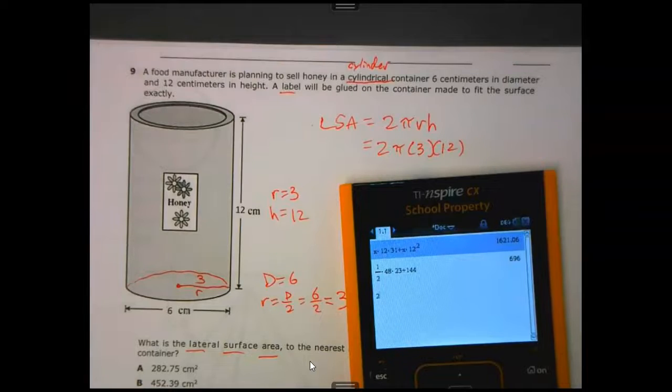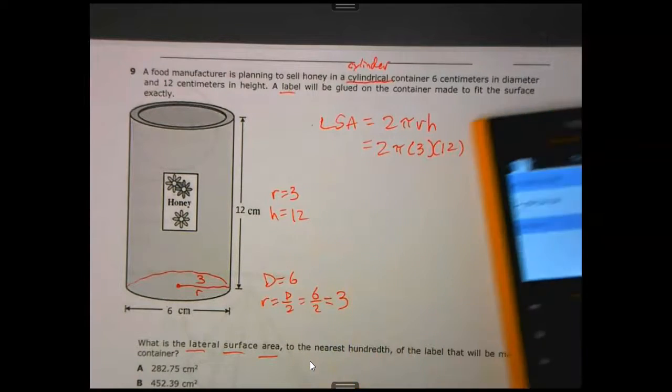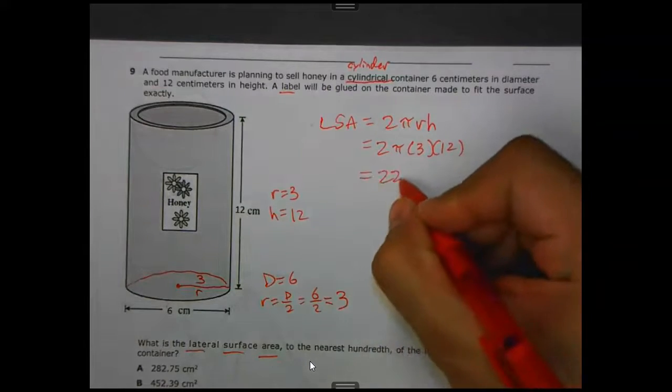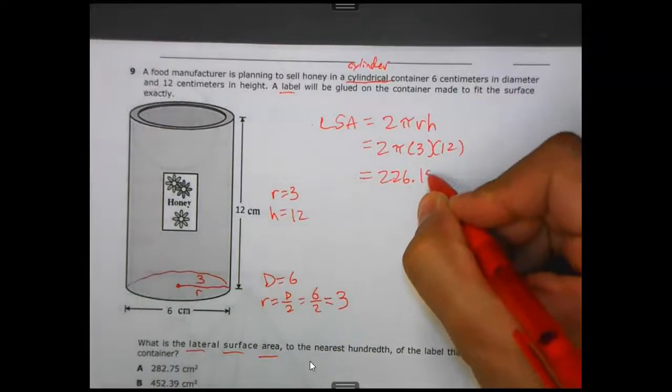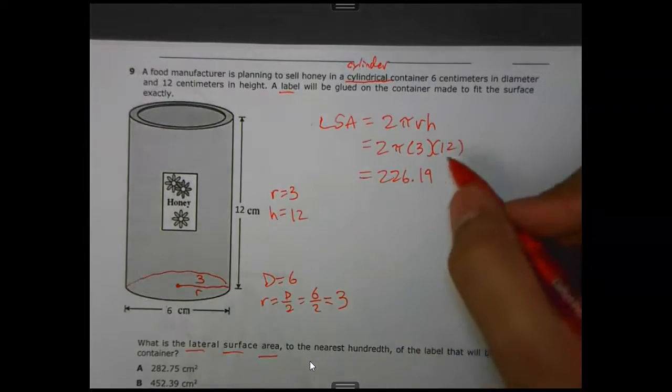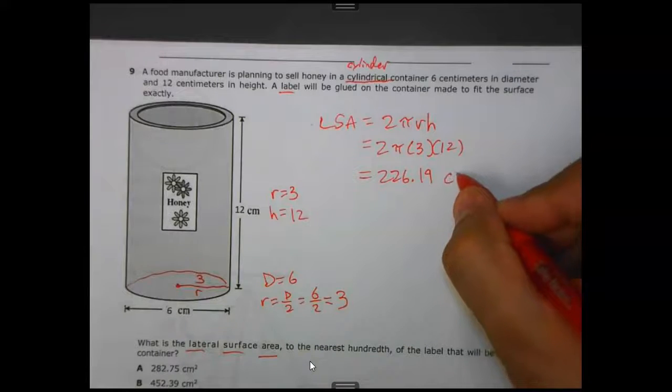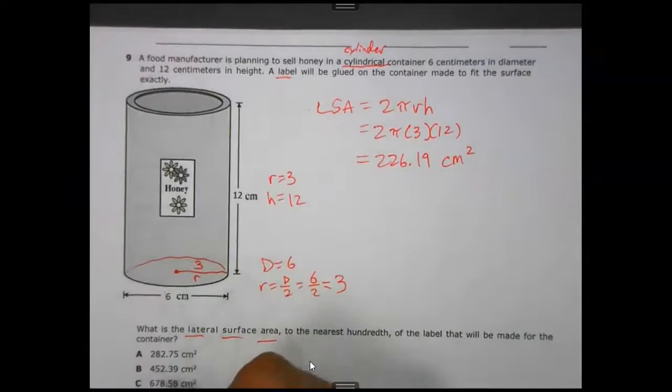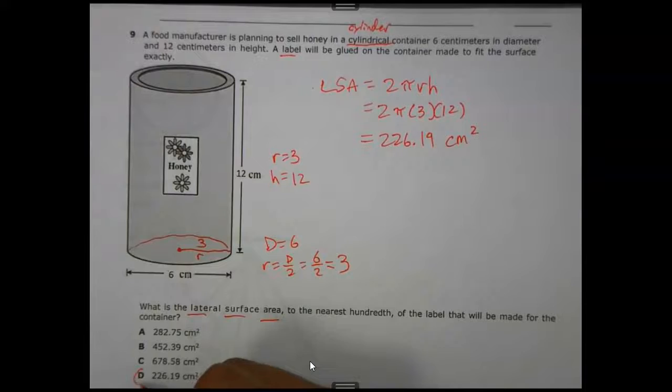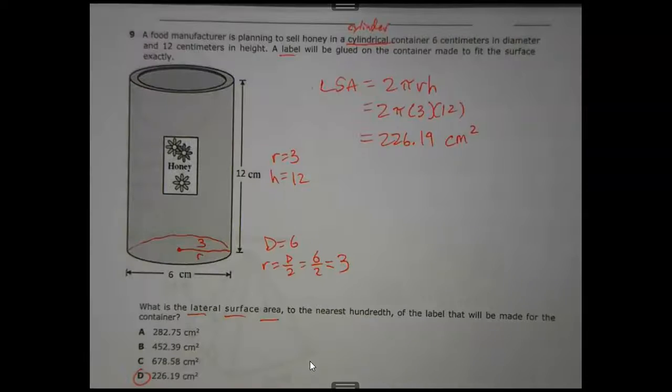So 2 pi, 3, 12. Plug it in, it gives me 226.19. Really, it would round to .2, but the closest answer we have, in centimeters squared, would be letter D down here. So again, we're just finding what we need, going to the formula chart, and plugging in stuff.